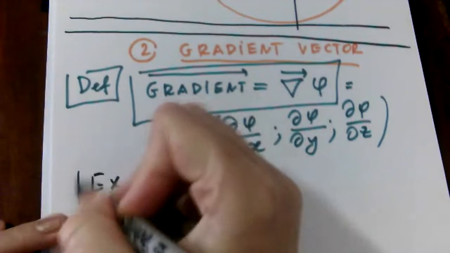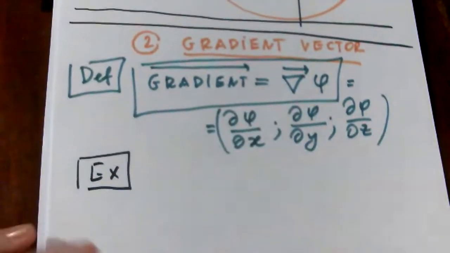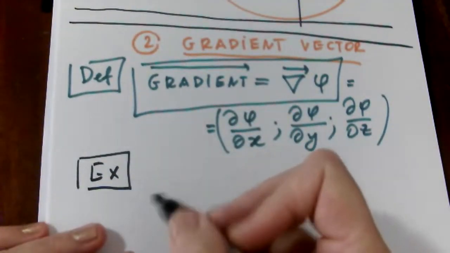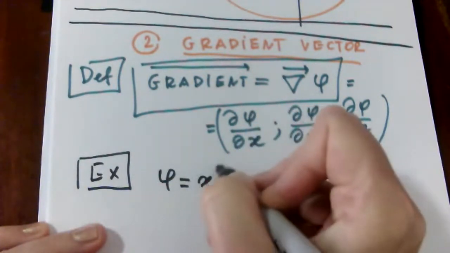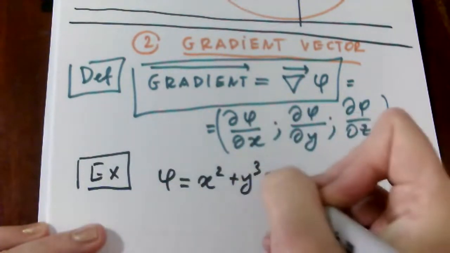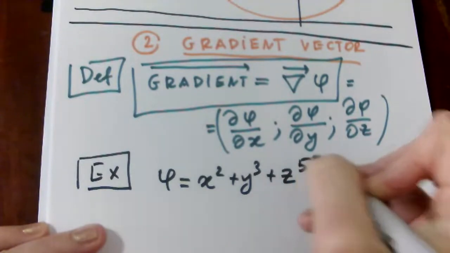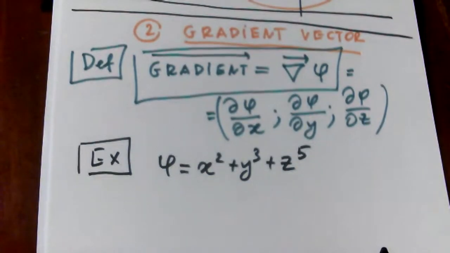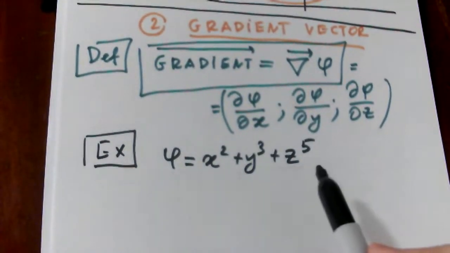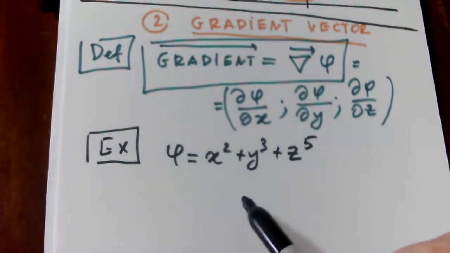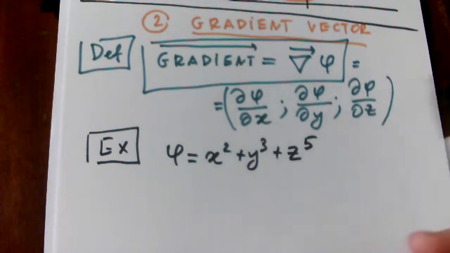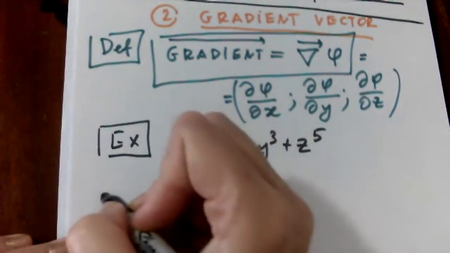Let's do a very small example, not even from the tutorial sheet. It's of my own invention. We are given a function phi, which is x squared plus y cubed plus z to the power of 5. And our task is to find the gradient of this function. You don't need to know what the gradient is about. You need to know only the formula. That's it. So let's start.